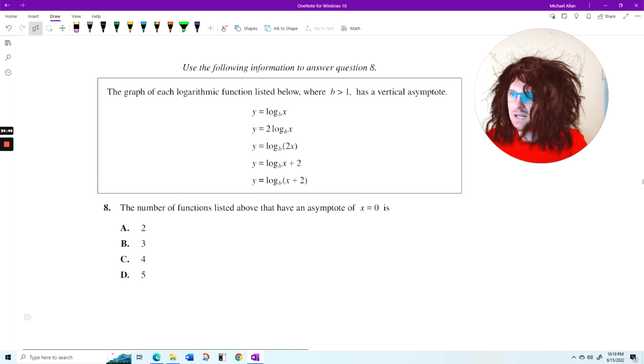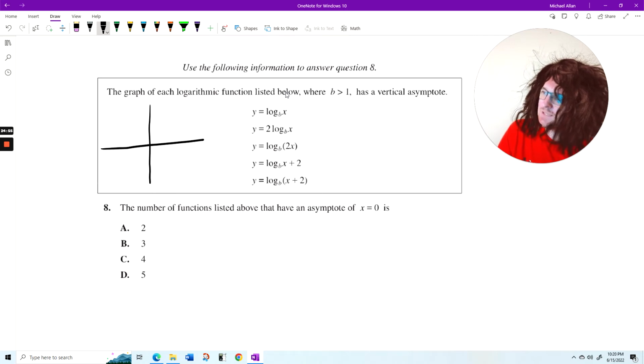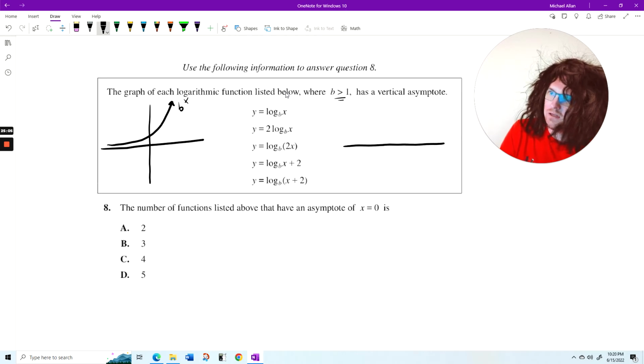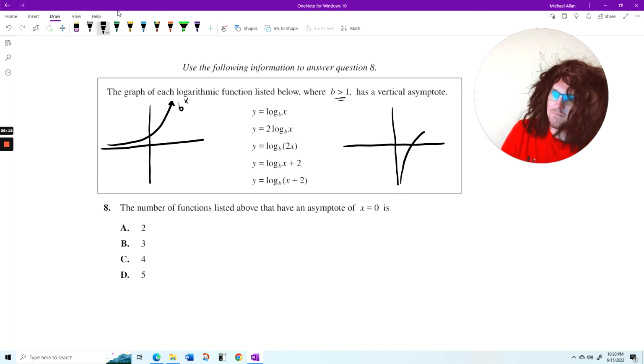So this graph has a vertical asymptote. Okay? Each of the graphs has a vertical asymptote because they are logs, right? So remember that, let's just start off here. An exponential, with a base that's greater than 1, that's what they're saying here, looks like this, right? A log is the inverse of that. So you kind of reflect it over, and a log is going to look like this. This is a log with the same base, okay? So it's being reflected over this line.